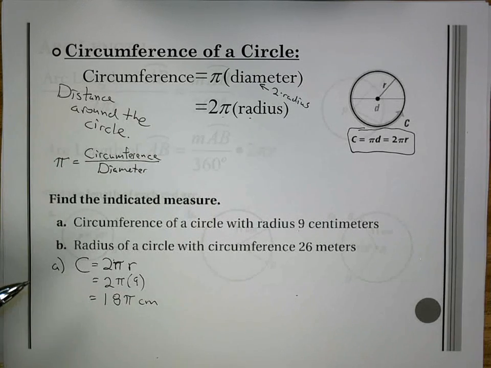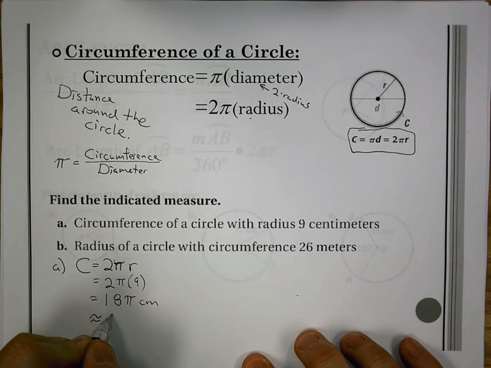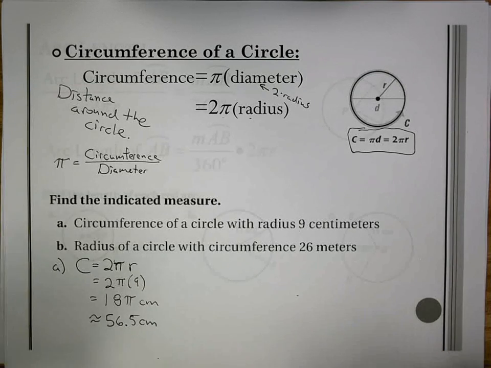If we actually take our calculator and multiply by pi, we get that as approximately 56.5 centimeters, and that is an approximation. Even using the pi button on our calculator is still an approximation because it won't go on infinitely. It's eventually going to round. So 18 pi or 56.5 centimeters.